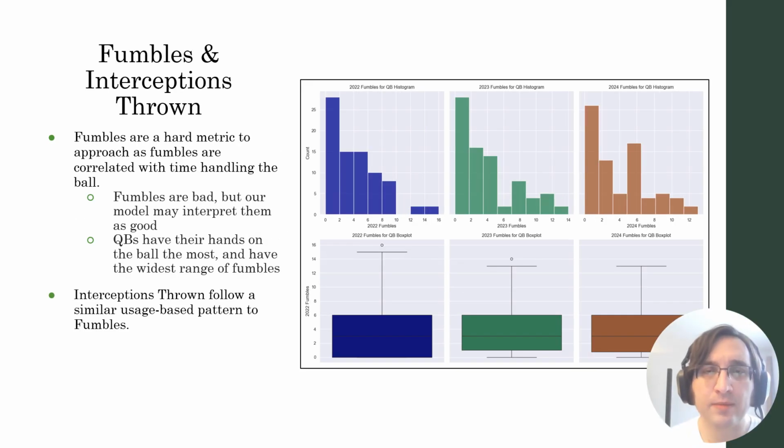So looking now at fumbles and interceptions thrown, we see a surprisingly subtle metric. Fumbles are bad, but they may end up being interpreted as good due to the fact that how many fumbles you have is going to be correlated with how much time you have on the ball.